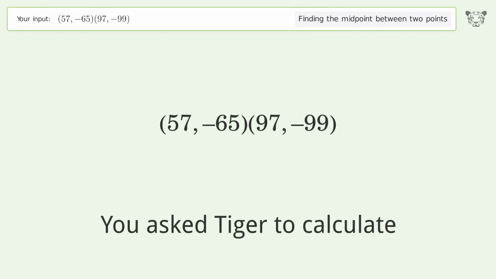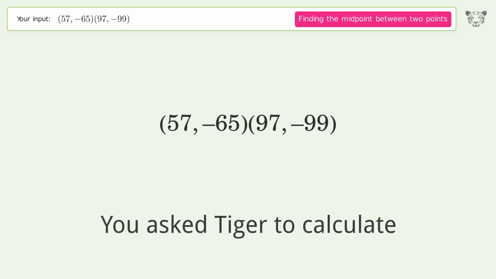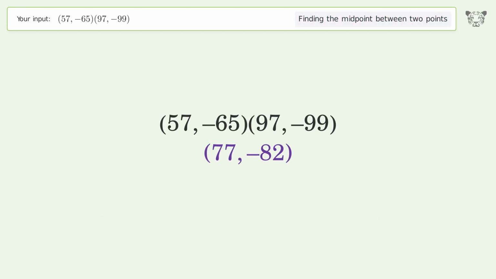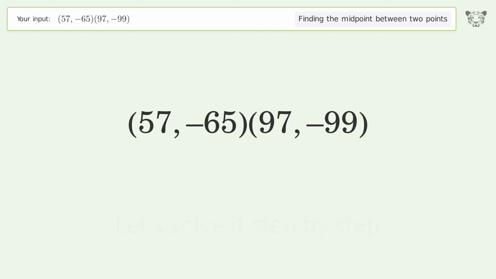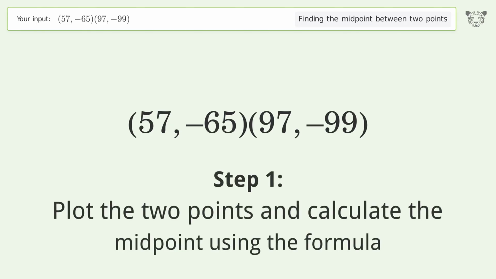You ask Tiger to calculate. This deals with finding the midpoint between 2 points. The midpoint between the 2 points is 77, negative 82. Let's solve it step by step. Plot the 2 points and calculate the midpoint using the formula.